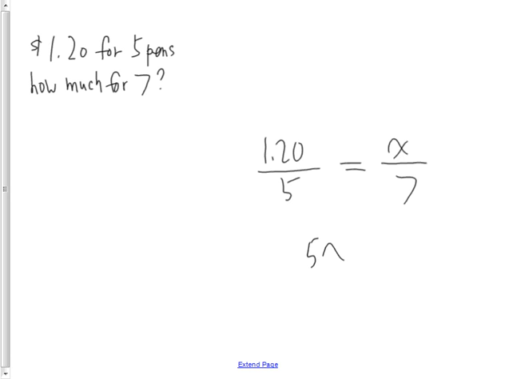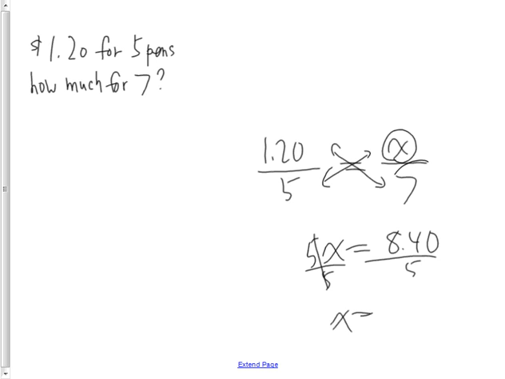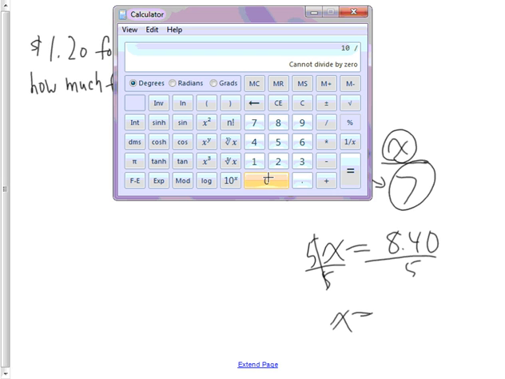So algebraically, we know that we can multiply across this way to create one side of an algebraic equation to solve proportional reasoning. The other way, 7 times $1.20 would be $8.40. Divide both sides by 5. And the cost of 7 pens would be whatever $8.40 divided by 5 is. So $8.40 divided by 5 is $1.68, which is your answer.